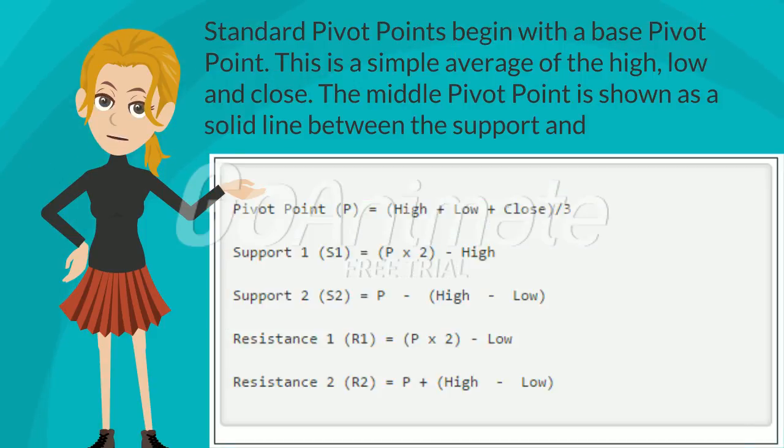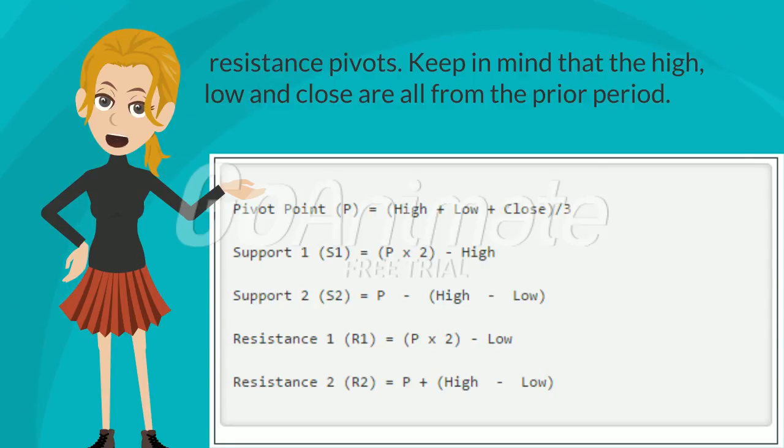Standard pivot points begin with a base pivot point. This is a simple average of the high, low and close. The middle pivot point is shown as a solid line between the support and resistance pivots. Keep in mind that the high, low and close are all from the prior period.